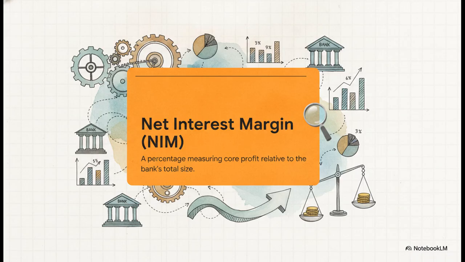This is the magic number that allows you to truly compare efficiency against peers of completely different sizes. Like our source material points out, a 3% margin might be perfectly healthy for a giant public sector bank. But man, that same 3% would be deeply alarming for a small finance bank, where you'd probably expect something closer to 6 to 9%. The NIM gives you that vital context.